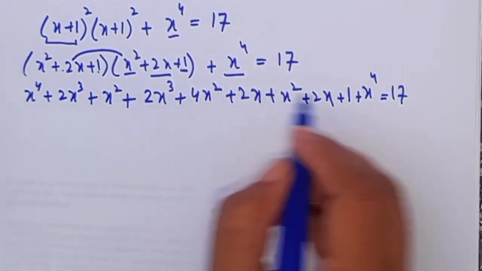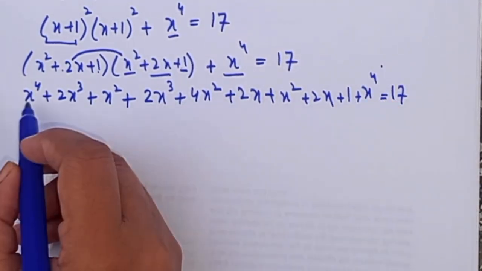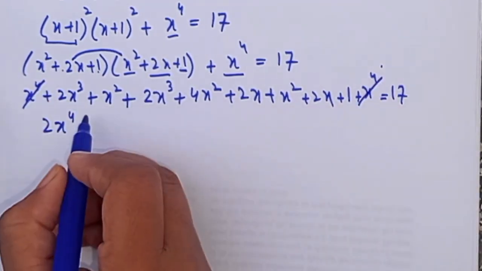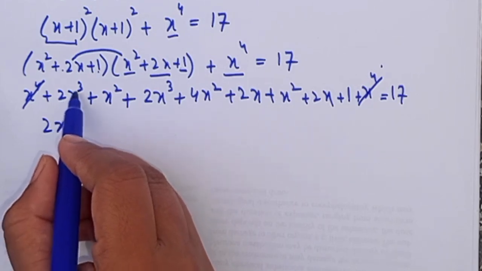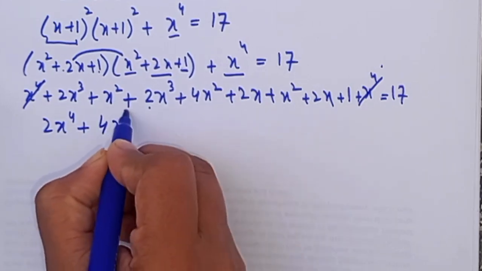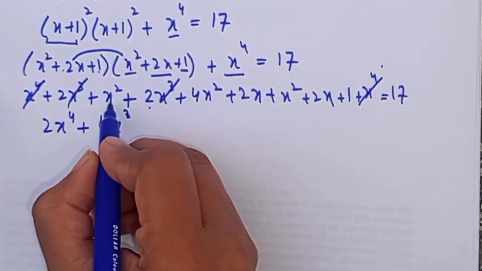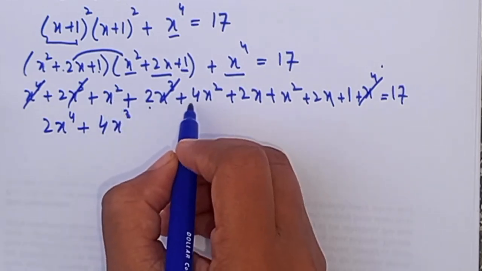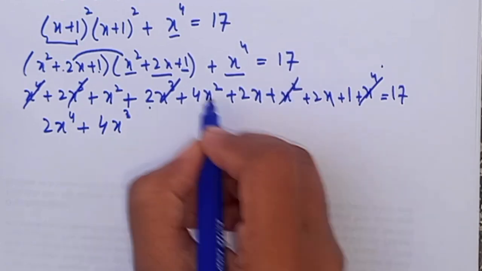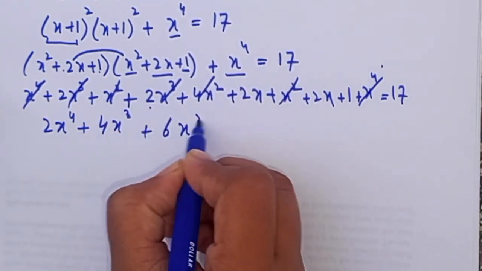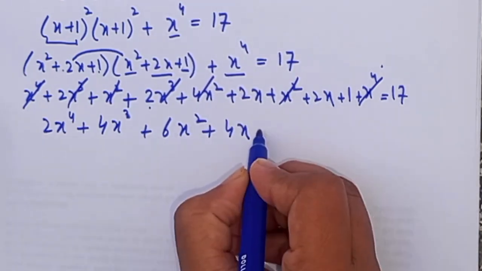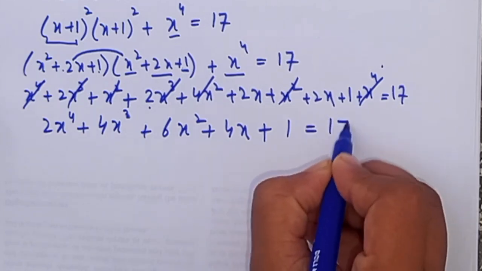Now look at this. This is x^4, and this is also x^4. If we add, then we get 2x^4. Now this is 2x^3, and this is also 2x^3. If we add, then we get 4x^3. Now this is x^2, this is 4x^2, which becomes 5x^2, and this is plus x^2, so we get 6x^2. Now 2x plus 2x will become 4x, plus 1. This is equal to 17.